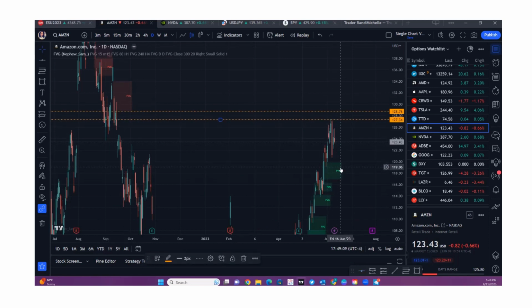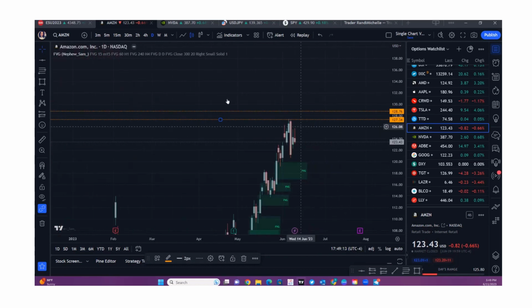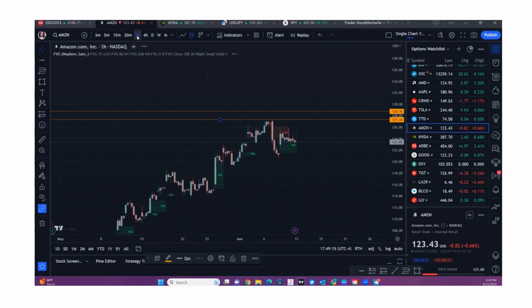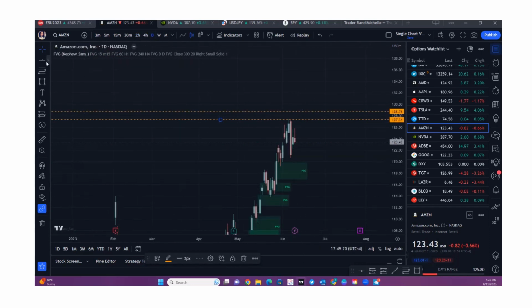So I see the retracement before it can come up further. I don't know what this retracement is going to look like. Let me see, come down to the 2 hour. Hold on, go back to the daily. Let's mark this line.